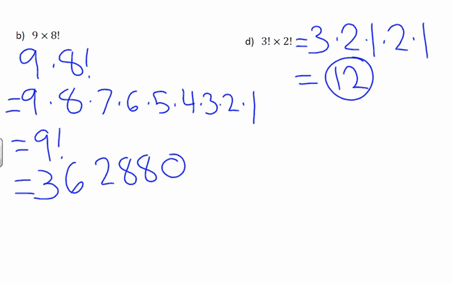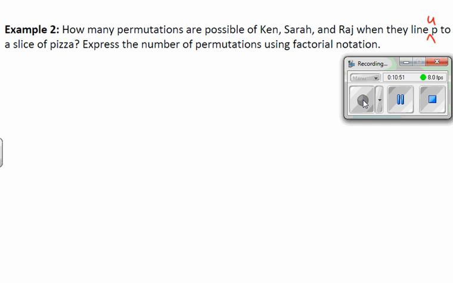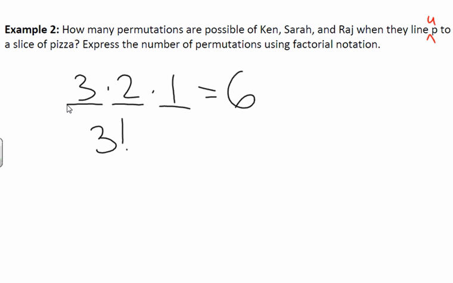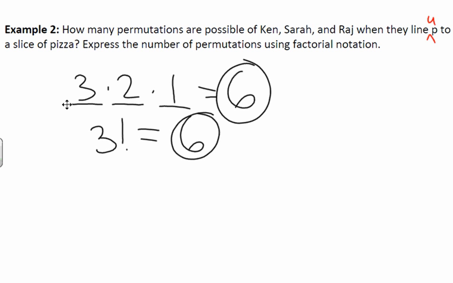Take a look at number 2 and see if you can work that out yourself. I'll give you just a couple minutes to do that. Okay? So we've got 3 people and we've got 3 positions in that line, right? You could do it the way that we had been doing it. First position, second position, third position, and that gives us 6, right? Or we can write that in factorial notation, 3 factorial, and it equals the same thing.